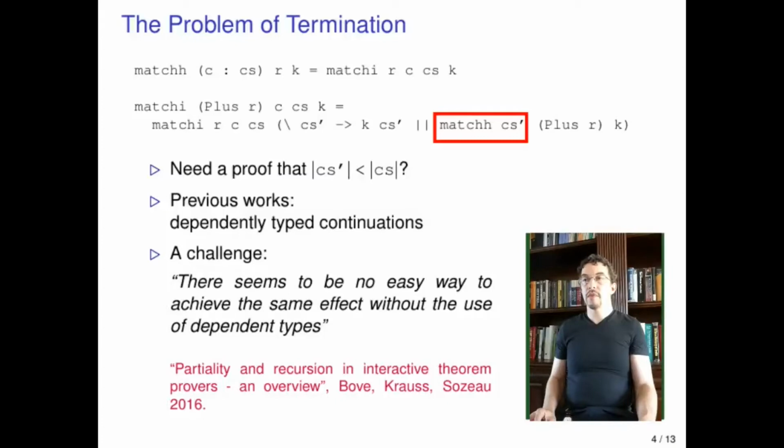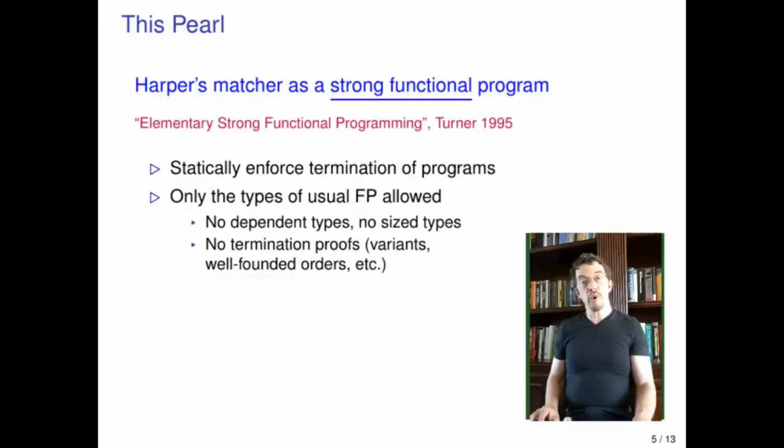dependent types. So in this Perl, we're showing Harper's matcher as a strong functional program in the sense of David Turner. In strong functional programming, we want to statically enforce termination of programs, but the name of the game here is you're only allowed to use the types of regular old functional programming, just polymorphic types. You can't use dependent types, you can't use size types, and you're not allowed to use termination proofs or variants or metrics or well-founded orders.